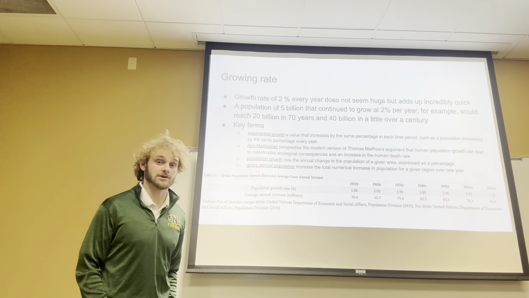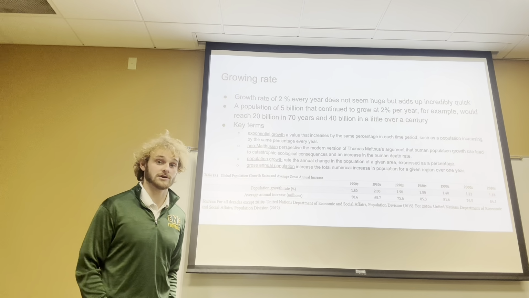Some key terms in this section. Exponential growth: a value that increases by the same percentage in each time period, such as population increasing by the same percentage every year. Neo-Malthusian is a perspective, the modern version of Thomas Malthus' argument that human population growth can lead to catastrophic ecological consequences and an increase in the human death rate. We saw this as a prime example in the hurricanes that hit Florida not too long ago.